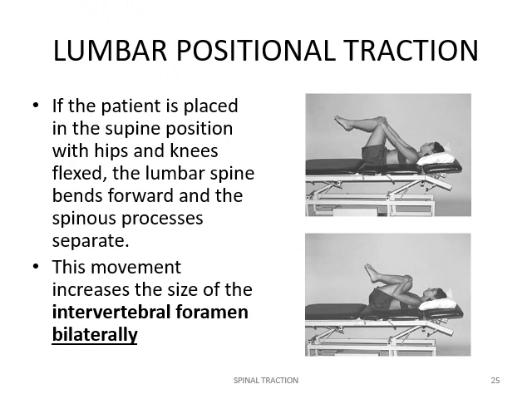Normal spinal mechanics allow movements to occur that narrow or enlarge the intervertebral foramina. If the patient is placed in the supine position with hips and knees flexed, the lumbar spine bends forwards and spinous processes separate. This movement increases the size of the intervertebral foramen bilaterally. The flexed postures used to treat low back pain are examples of this positional traction.